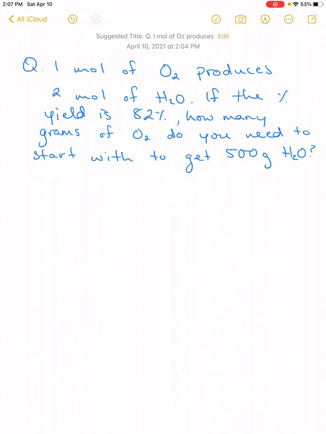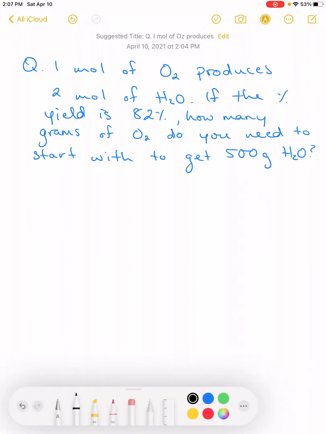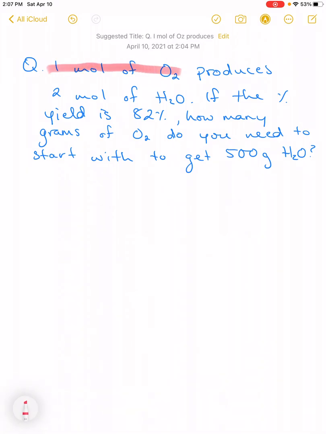So normally we would need to start with a balanced chemical reaction, but we don't in this case because we actually have the mole ratio given to us in the problem. So it's 1 mole of O2 to 2 moles of H2O. I'm just going to write that here.